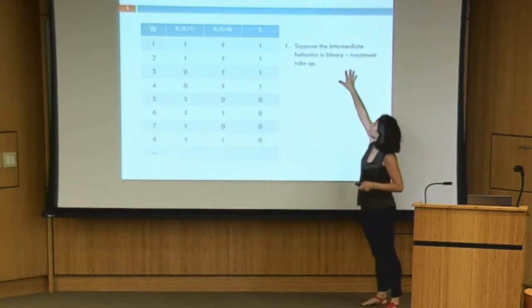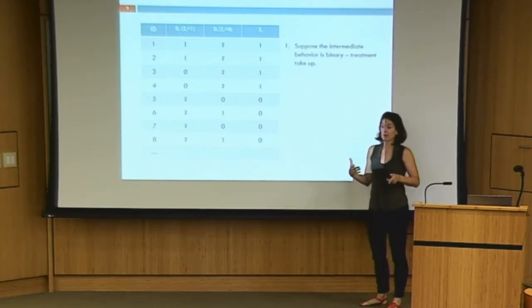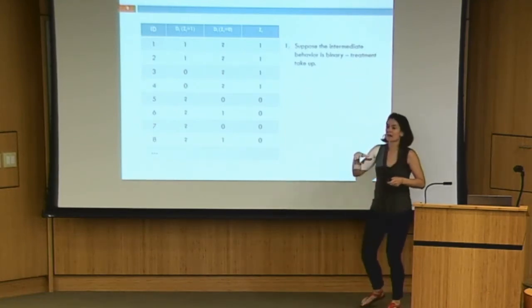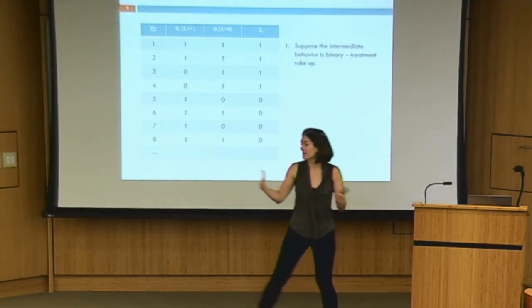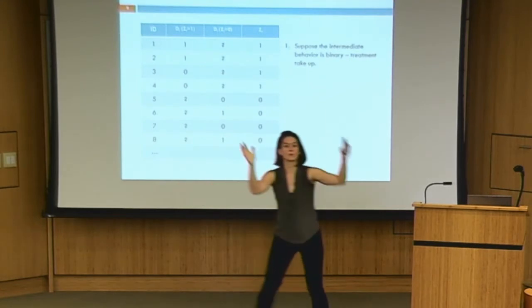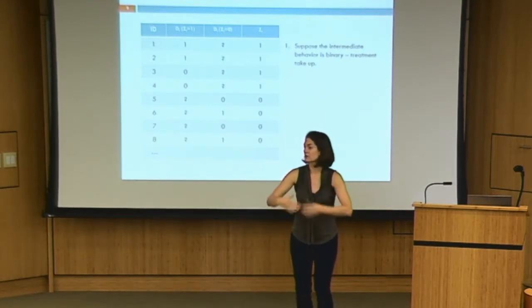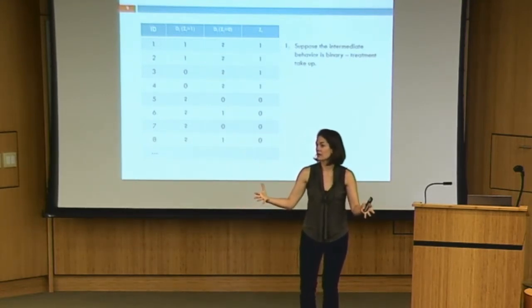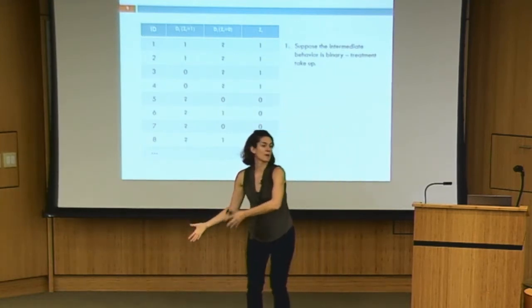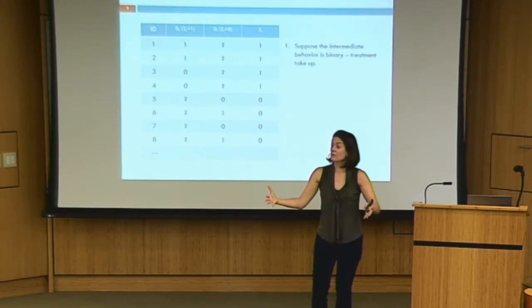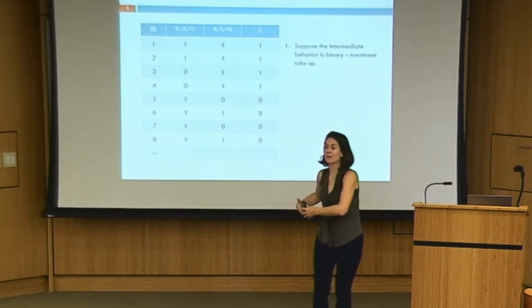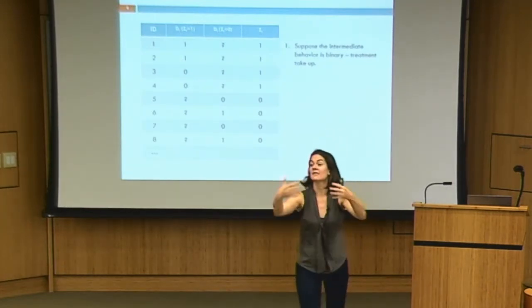So we want to suppose that our intermediate behavior is binary. It could be treatment take-up. It could also be, were you in a high-quality setting or a low-quality setting of whatever educational environment you care about? It could be, did you graduate from high school or not? That might be an intermediate behavior if we're interested in the impact of some sort of college success program on whether kids complete high school and then go on.